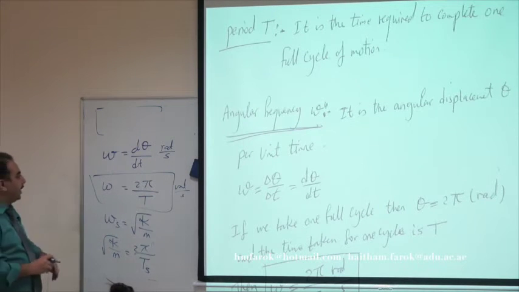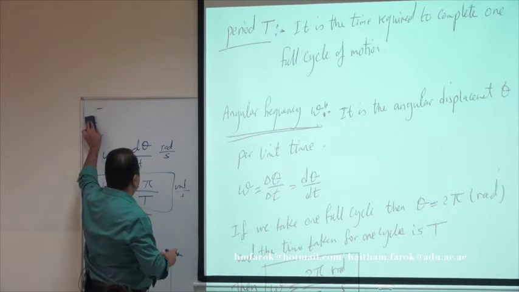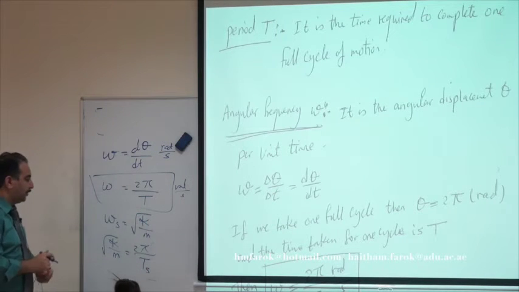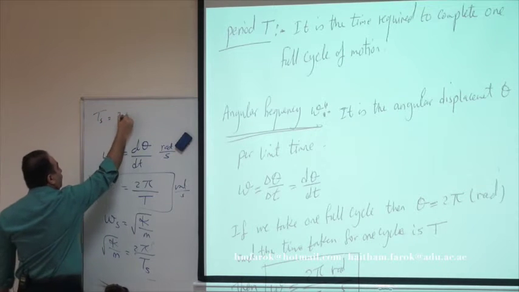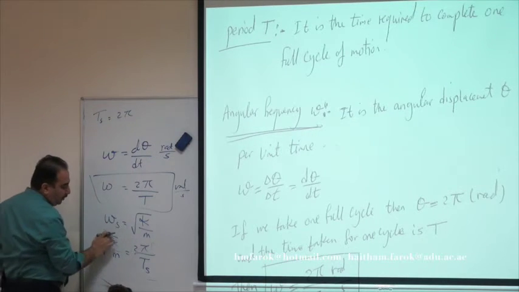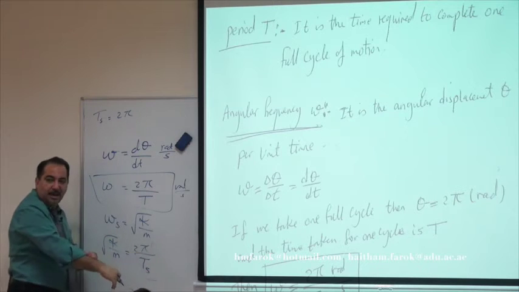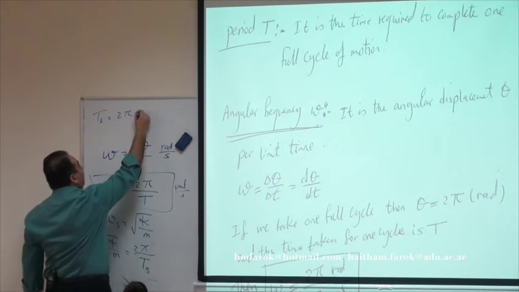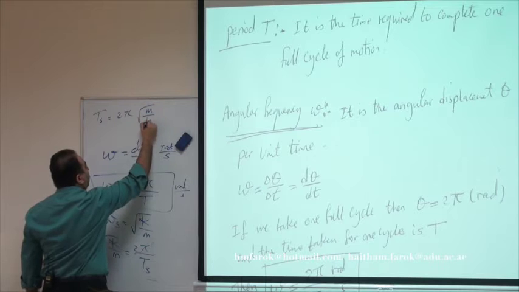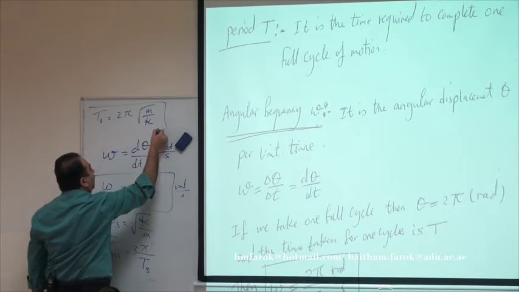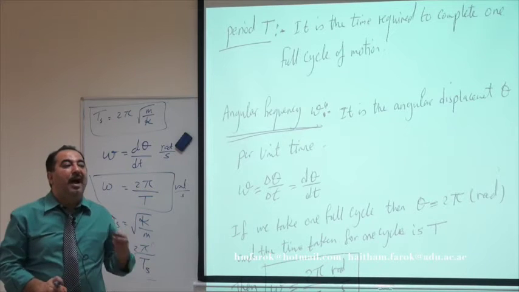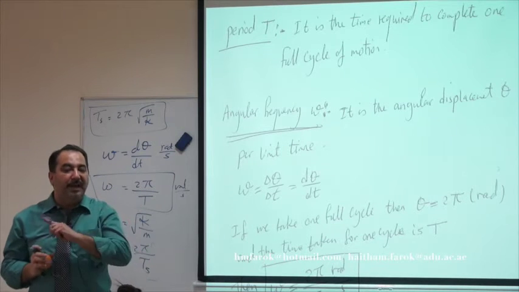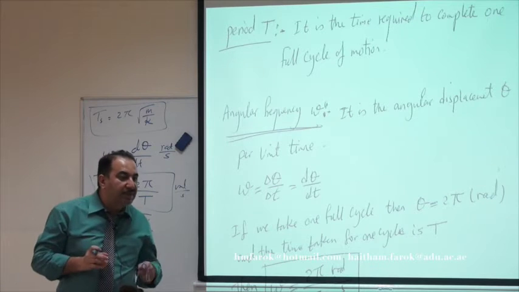Now, rearrange in terms of Ts. What is Ts equal to? 2 pi. When you take this one down, then you can turn it upside down. So it becomes root of m over kappa. Again, this is the formula to find the time to complete one oscillation for a spring.